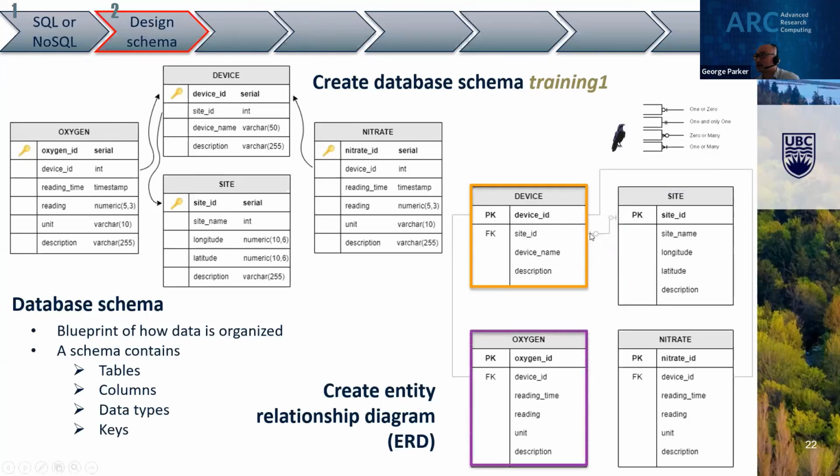Now we move on to the device and oxygen tables. One device can have no oxygen data because the instrument was turned off for maintenance, for example. Once turned on, it can have many data. So that's why you see this 0 to many relationship. And one oxygen corresponds to one and only one device because we only have one oxygen device across the sites.